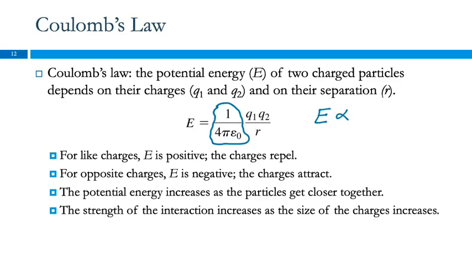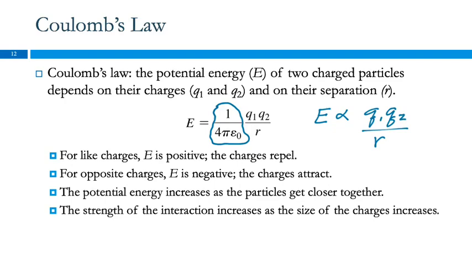What we can remember more easily is that the energy is proportional to Q1 times Q2 divided by R. And remembering that proportionality can help us reason out a lot of things when dealing with charged particles. So if Q1 and Q2 are both positive or they're both negative, then E is going to be positive. Positive energy means these are repelling each other. For opposite charges, E is negative. That means the charges are attracting each other.